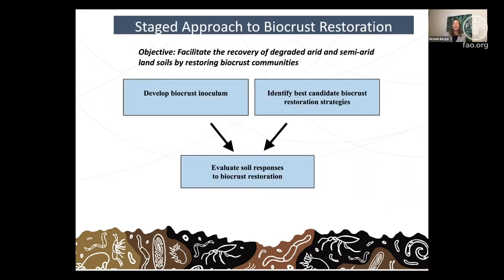So our approach to biocrust restoration was a staged approach, in which we first had to develop biocrust inoculum to add to degraded soils. But we also had the question that even if we developed inoculum, what are the best strategies for restoring the soils? Can we just develop inoculum and throw it out into a degraded soil? And we had an idea that we wouldn't be able to do that. And so, in parallel, we developed biocrust inoculum. We developed restoration strategies that then fed into these multifactorial experiments that I'll describe.